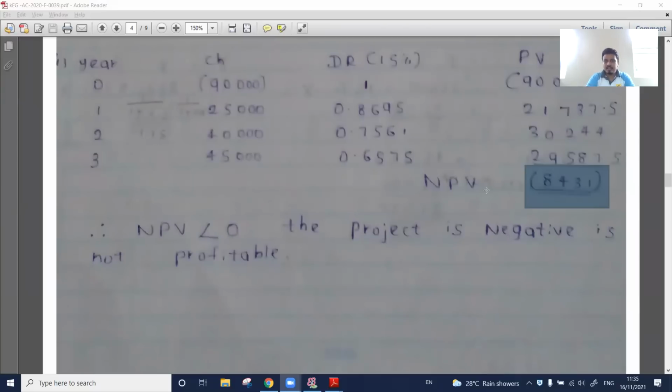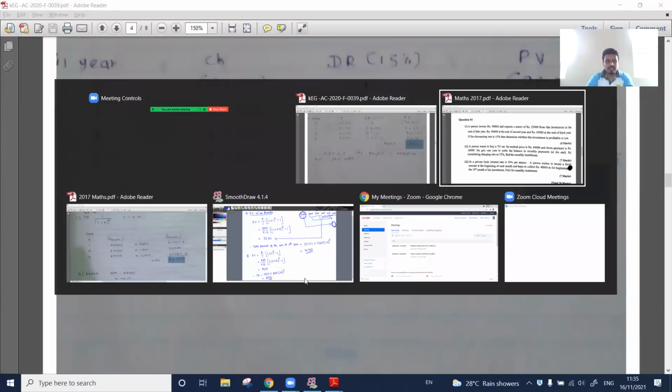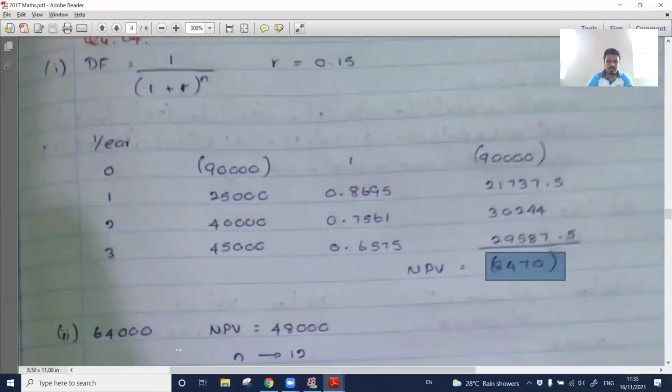Since the NPV value is negative, the project is not profitable. NPV value එක ඍණ නිසා නැත්නම් NPV value එක 0 වලට වඩා අඩු වගේක් නිසා project එක not profitable. The project is not profitable as NPV value is less than 0, or NPV value is a negative value, right? So that decision should be clearly mentioned. So here you are going to lose marks for that, right?